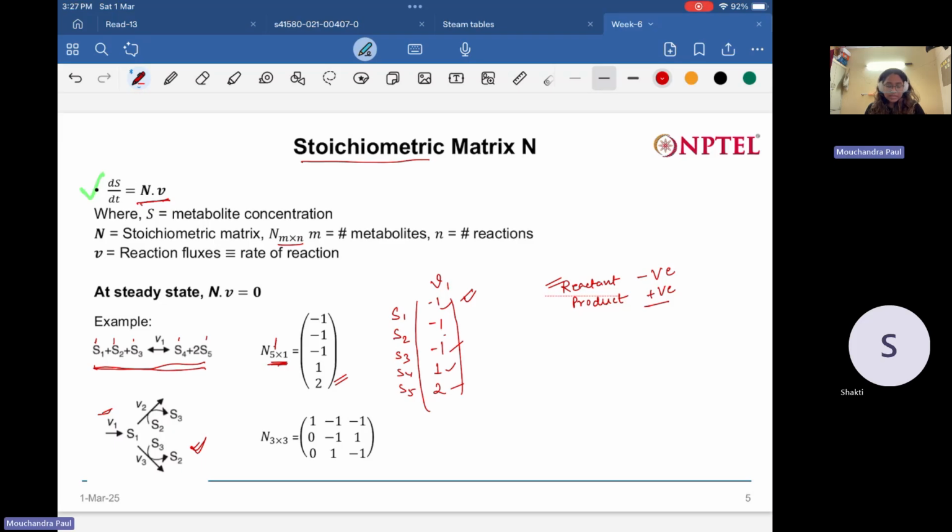So how do we form this kind of a matrix in that case? So let's consider this example. Here S1 is coming from some other reaction. It is a product of some other reaction which is getting formed at the rate of V1. Now S1 can either participate in reaction 2, or it can participate in reaction 1. So either way it is possible.